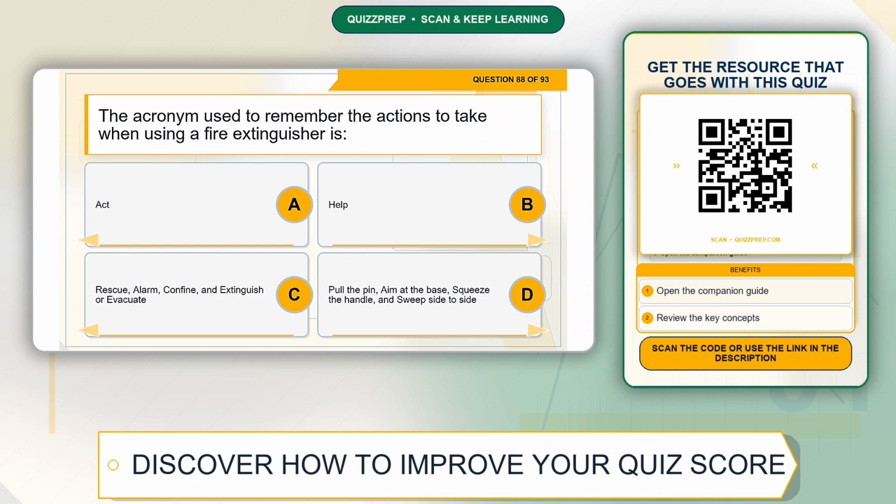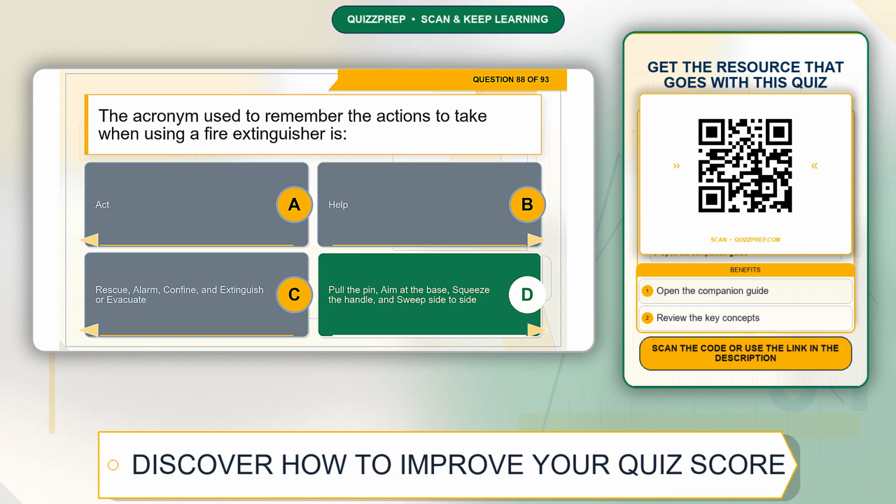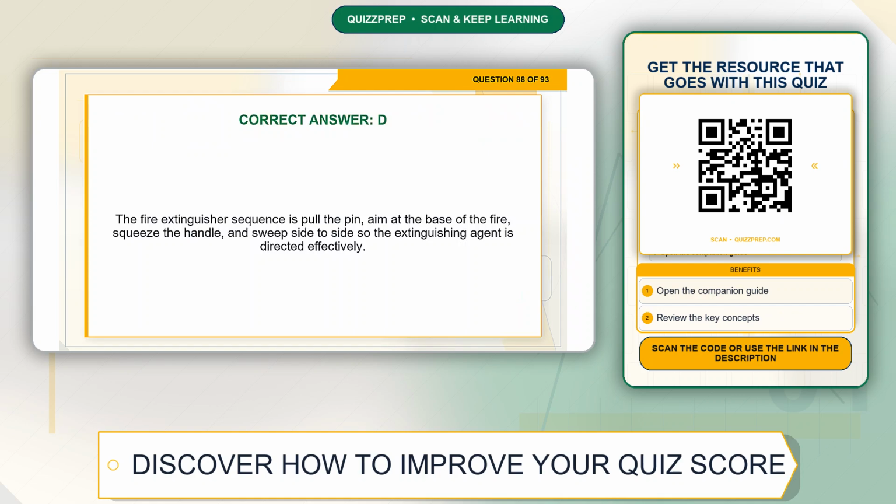Question 88. The acronym used to remember the actions to take when using a fire extinguisher is Option A, ACT. Option B, help. Option C, rescue, alarm, confine, and extinguish or evacuate. Option D, pull the pin, aim at the base, squeeze the handle, and sweep side to side. The correct answer is option D, pull the pin, aim at the base, squeeze the handle, and sweep side to side. Explanation. The fire extinguisher sequence is pull the pin, aim at the base of the fire, squeeze the handle, and sweep side to side so the extinguishing agent is directed effectively.